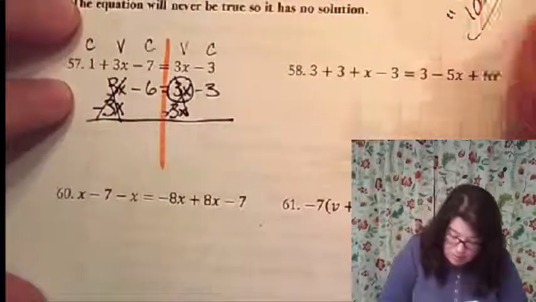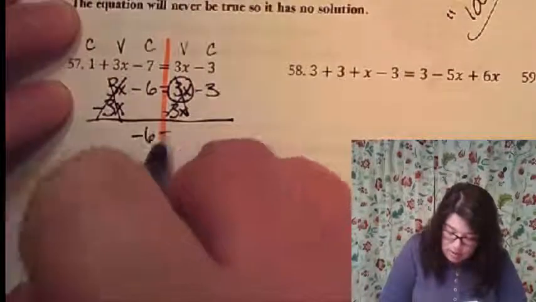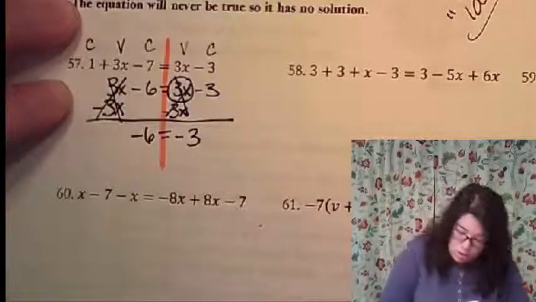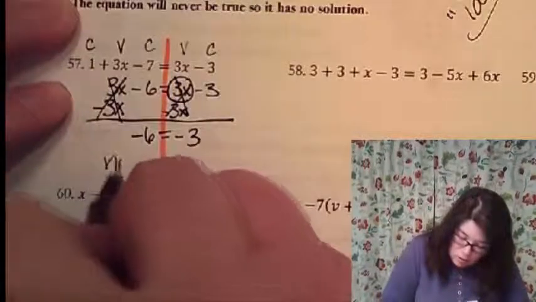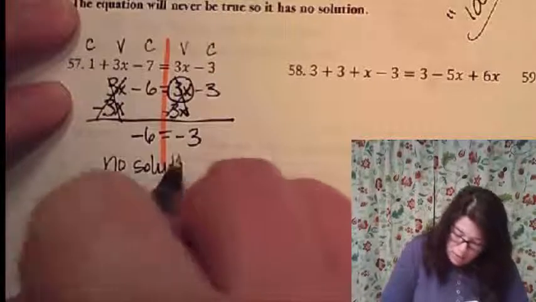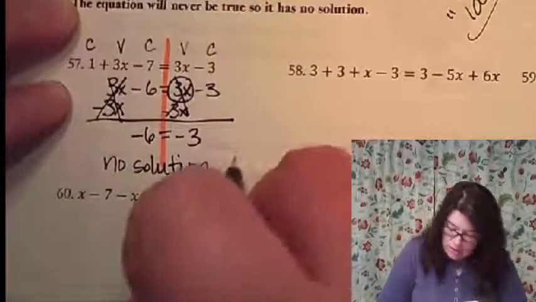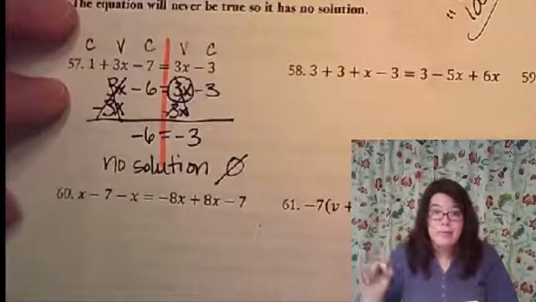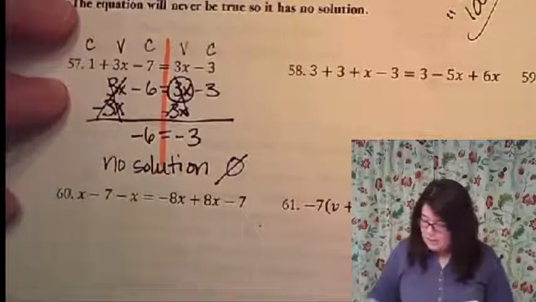And I'm left with this statement of negative 6 equals negative 3. That's not true. That'll never be true. So my final answer then is no solution. And another way that you can write that is with a 0 and a line through it. It means like absolutely nada. Nothing's going to work. Let's take a look at another one.